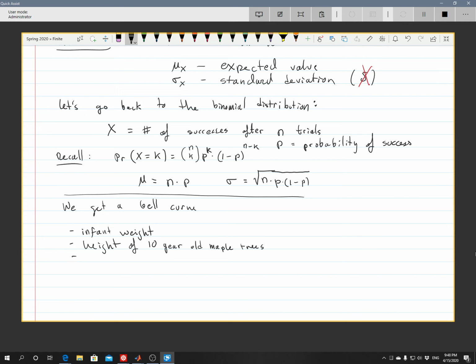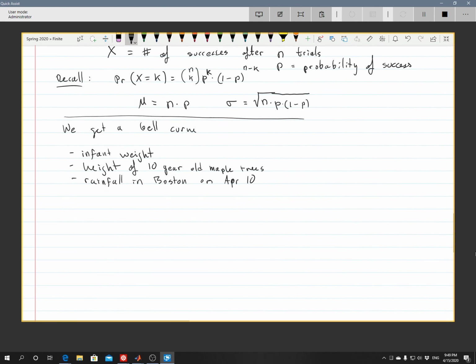Another thing would be something like the weather. If you were to talk about the rainfall in Boston on April 10th, you pick a random year and look at the rainfall in Boston on April 10th. That's also going to look like a bell curve. Hopefully this feels natural to you, but this is why we want to study bell curves, and it's going to be a little different than the discrete random variables we've been talking about so far. But first, let's talk about the shape.